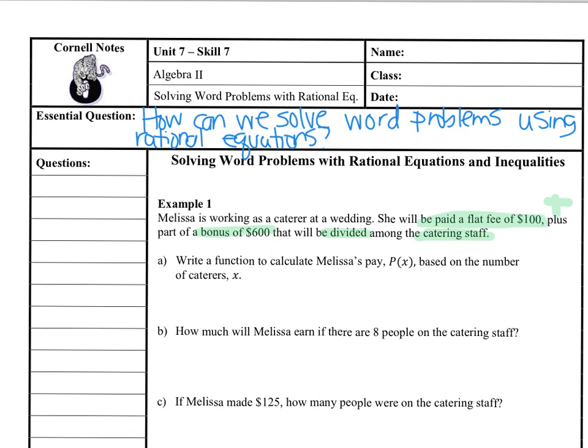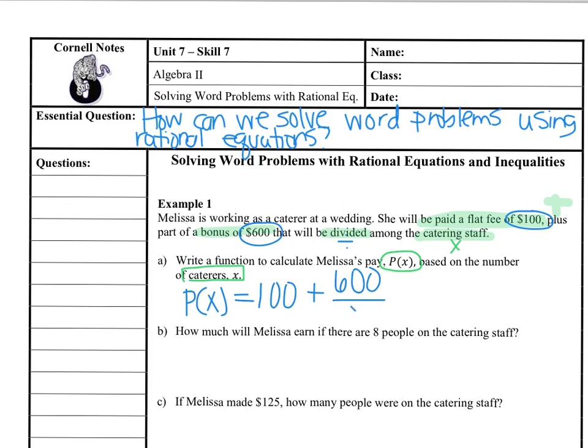Part A says write a function to calculate Melissa's pay, P of X, so that's going to go at the beginning of our equation, based on the number of caterers X. So we know that X equals the number of caterers, so that is what we're going to divide by. Our pay is going to be P of X equals the 100 that gets paid once, plus the bonus of the 600, but it's going to be divided by, so over X. So that's the original P of X equation.